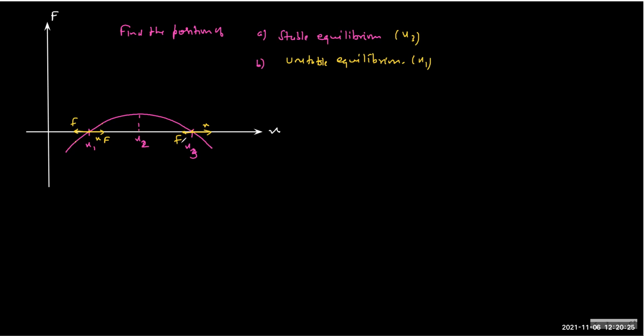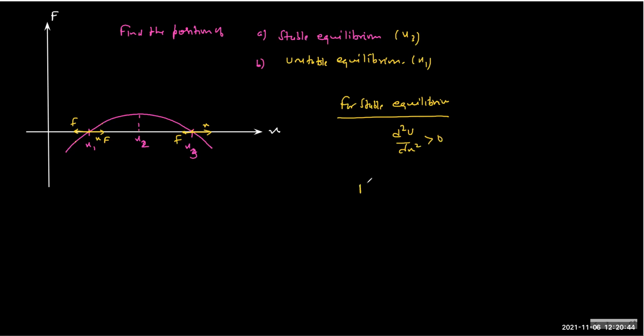The other way of getting it is: for stable equilibrium, the second derivative must be positive, right?